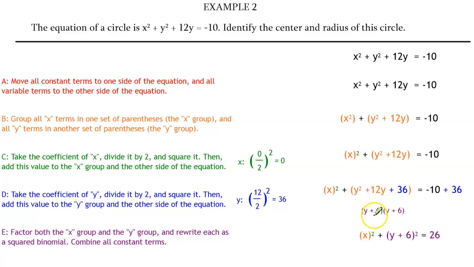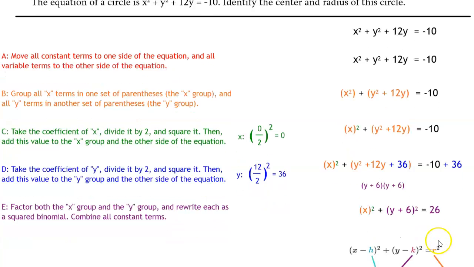Now I factor the thing that I can factor. This becomes y plus 6, y plus 6. The x squared just stays as x squared. The y plus 6 becomes y plus 6 squared. 26 is the constant on the right-hand side.